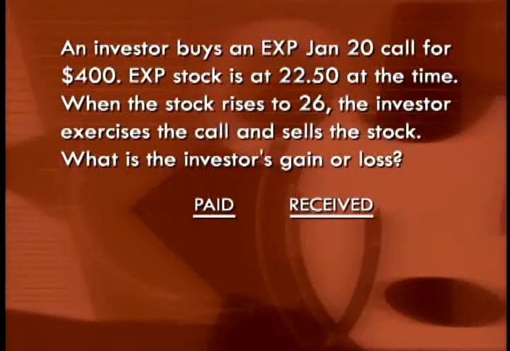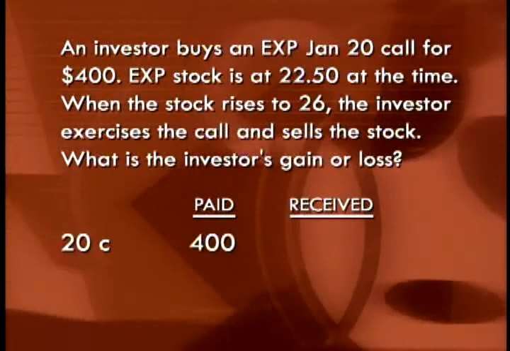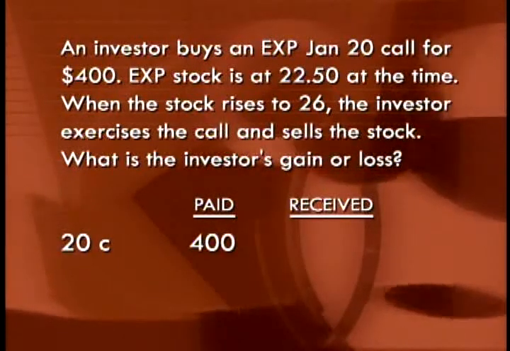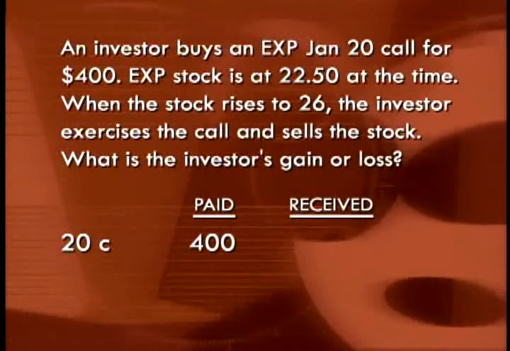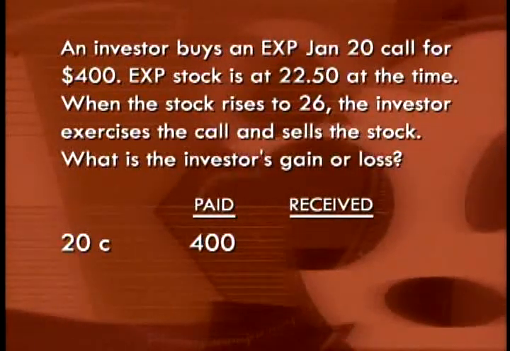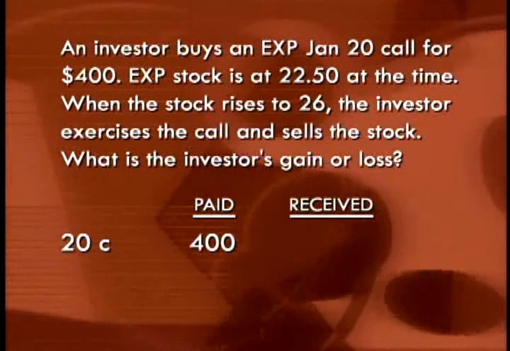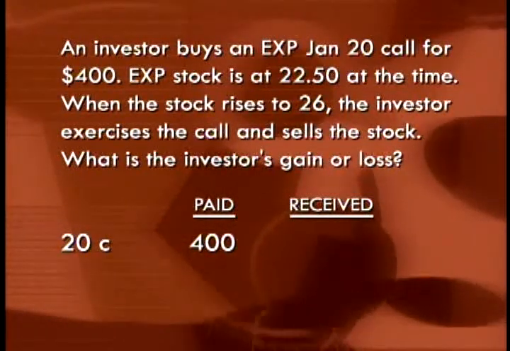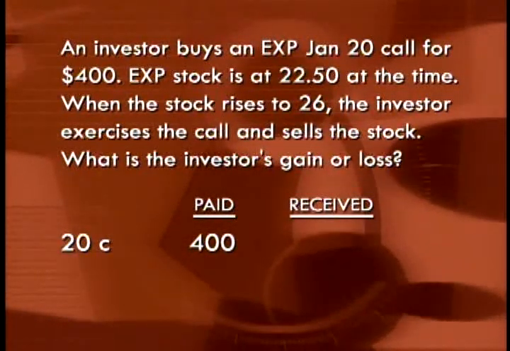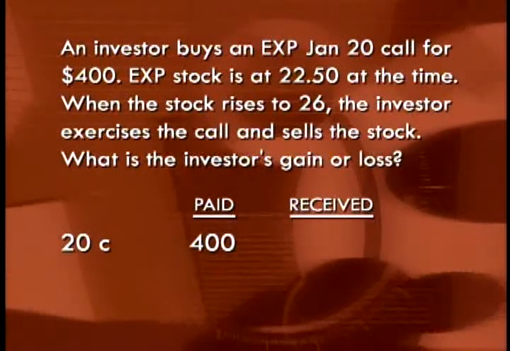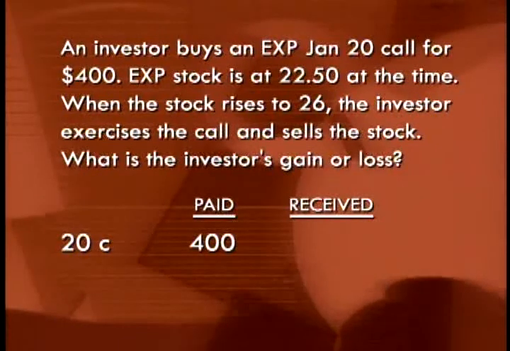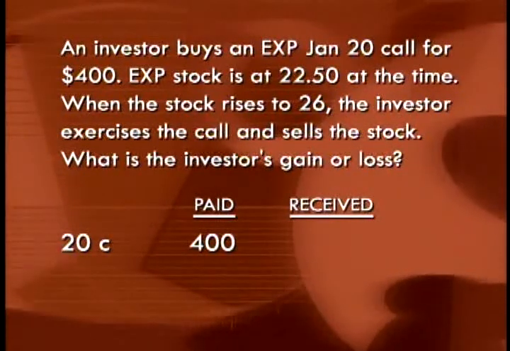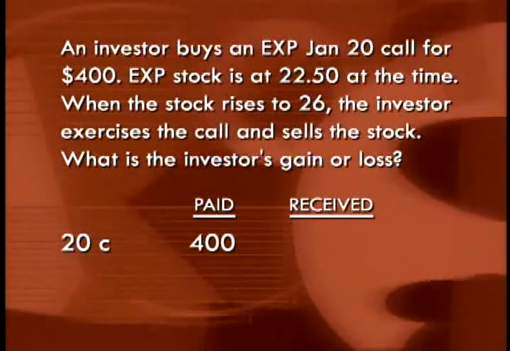So the first transaction is the purchase of the call. So the first thing we do is we buy the call option. So we have to pay the premium, and $400 is entered in the paid column. Again, this entry reminds us that this was for buying a 20 call. Now next, the stock rises to 26, and that right there does not cause us to make an entry. This is just what is happening in the stock market. However, what does the investor do next? Well, the investor exercises the call.